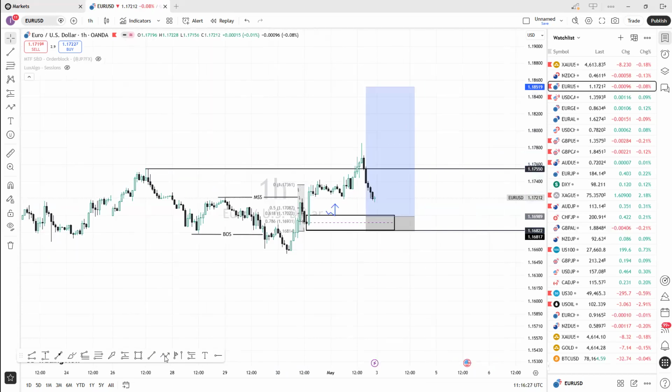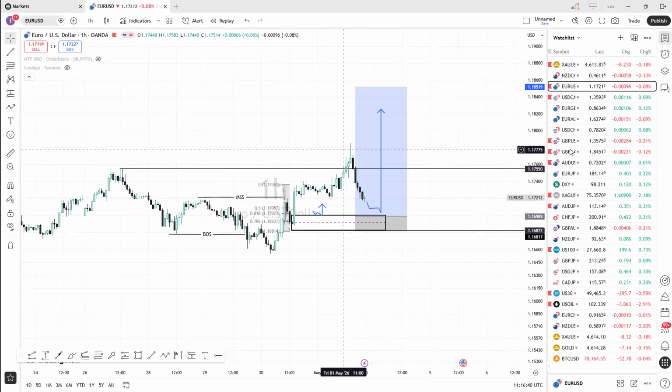Okay. And then another target, you can target this buy side liquidity around that area. So that is it on Euro USD for next week. Wait for mitigation of this area, hold it until you take out these highs. Okay. So that is it for next week.